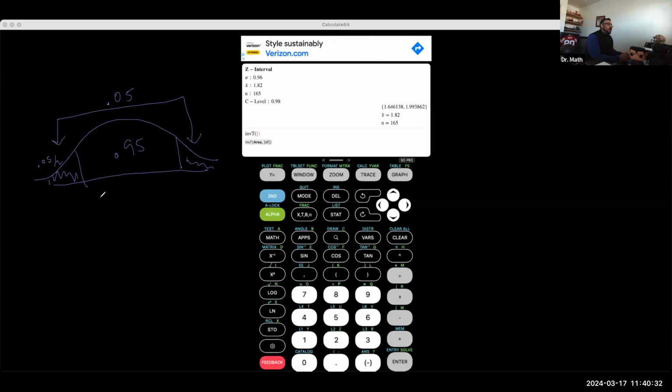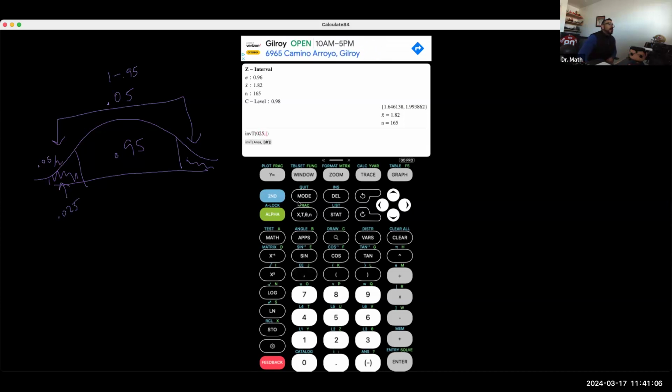So again, all we did is we first found this middle area that was given, 0.95, and we do 1 minus that, which gives us this. So this is 1 minus 0.95. That's the area of these 2 tails. And because I have 2 tails, that's why I divided that 0.05 by 2. And so this area right here is 0.025. So that's what's going to go into my calculator. All right. So we put in 0.025.